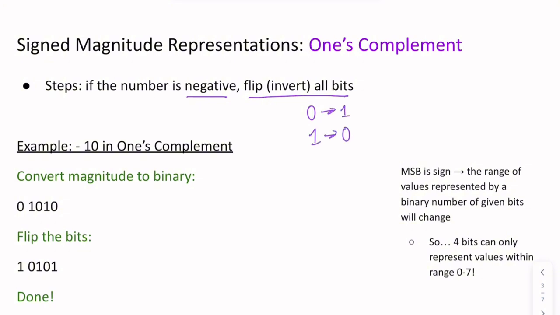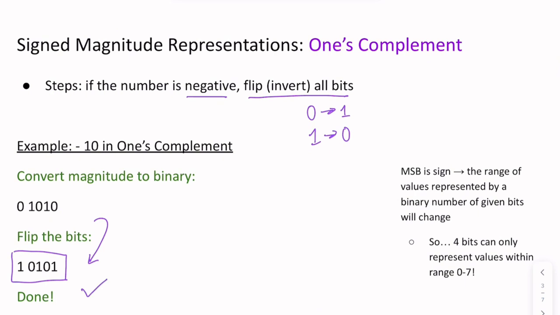So taking a look at this example, we'd like to convert -10 to 1's complement. So our first step is to convert this decimal number to binary. So 10 in binary is 0, 1, 0, 1, 0. And then we do our next step, which is just to flip the bits, and all of our zeros become ones and our ones become zeros. And so we end up with this number and we're done.